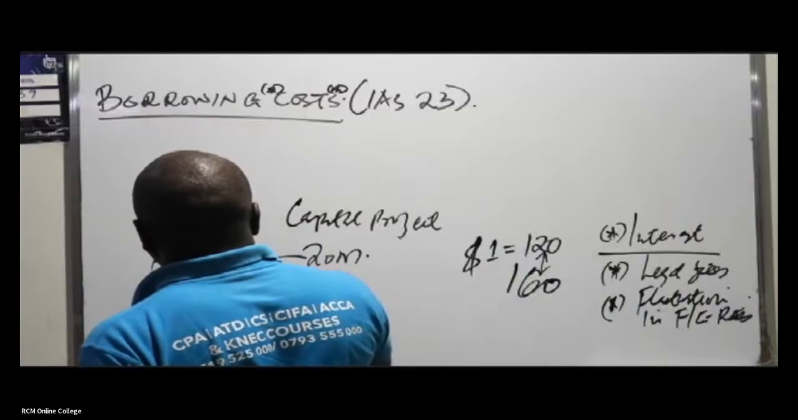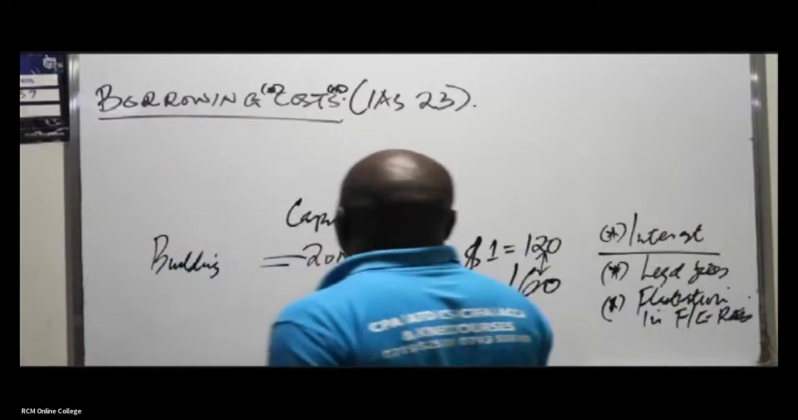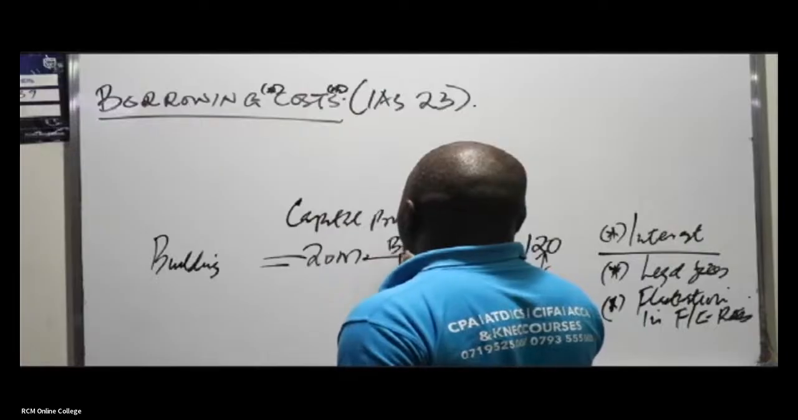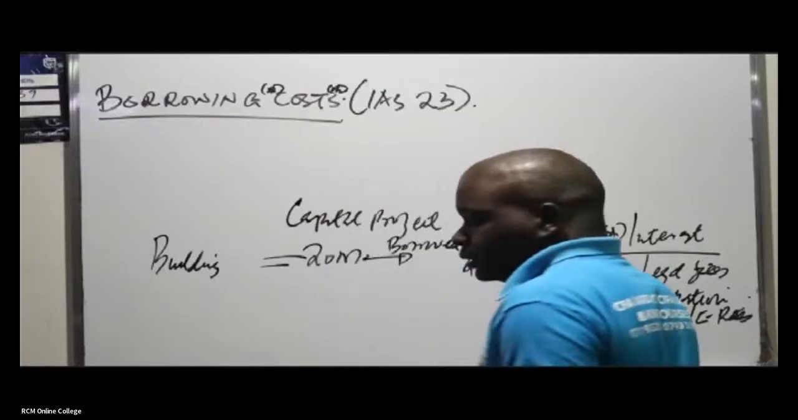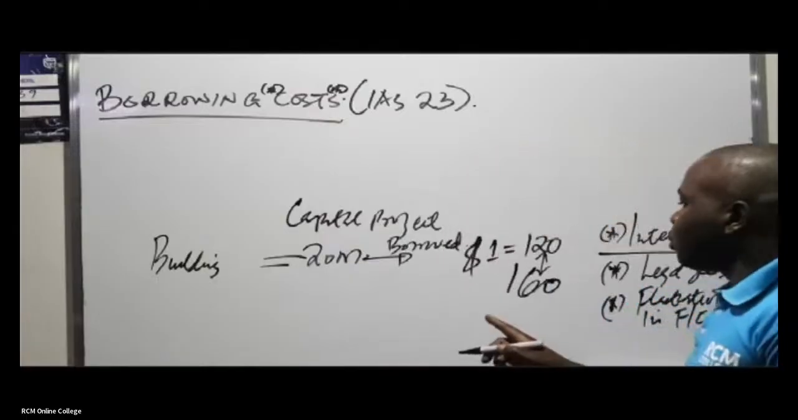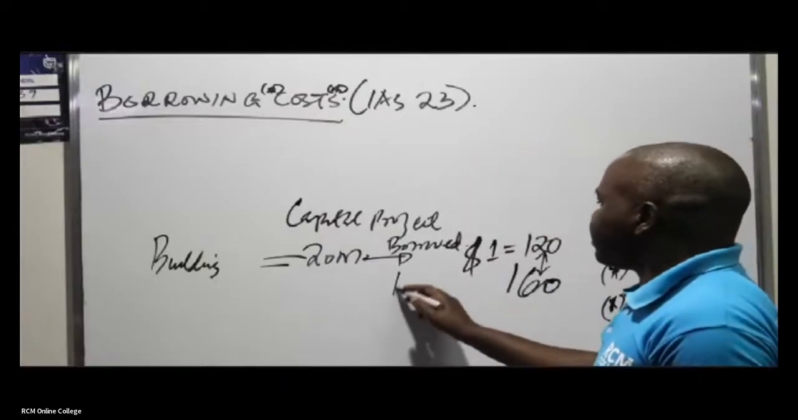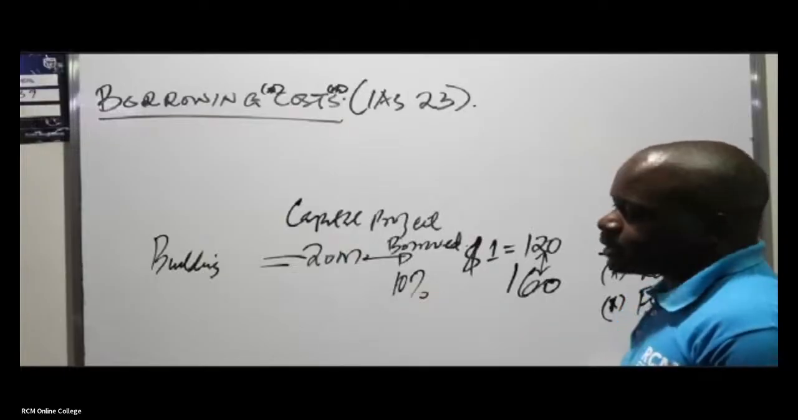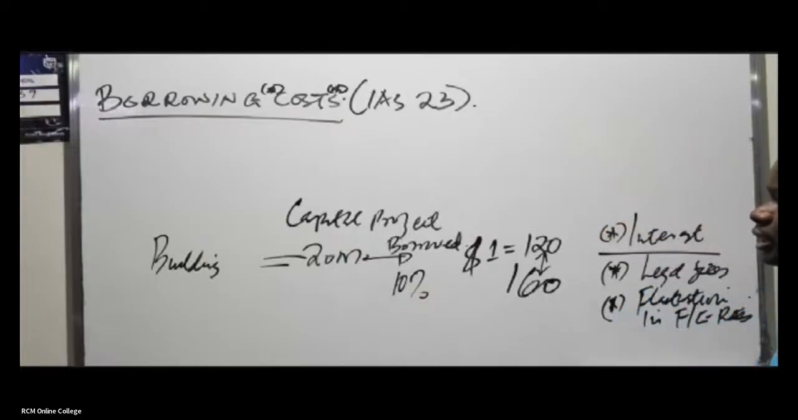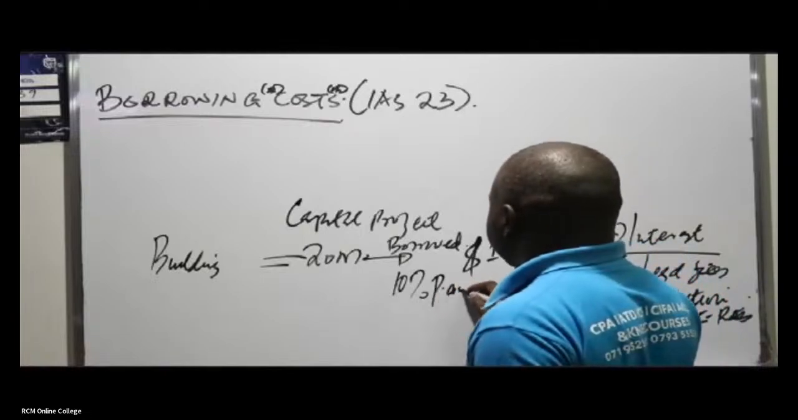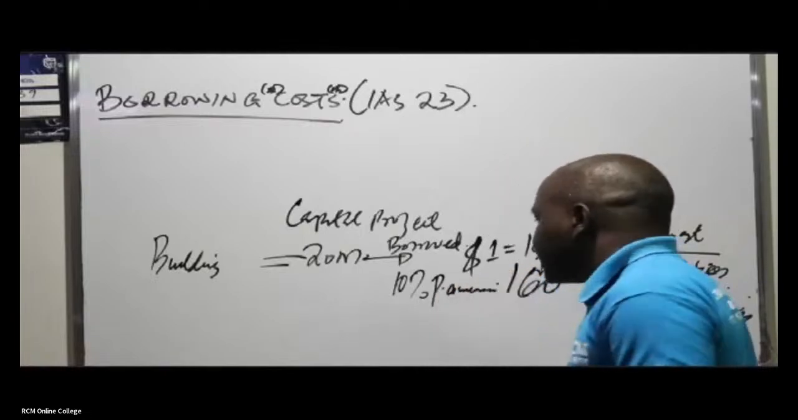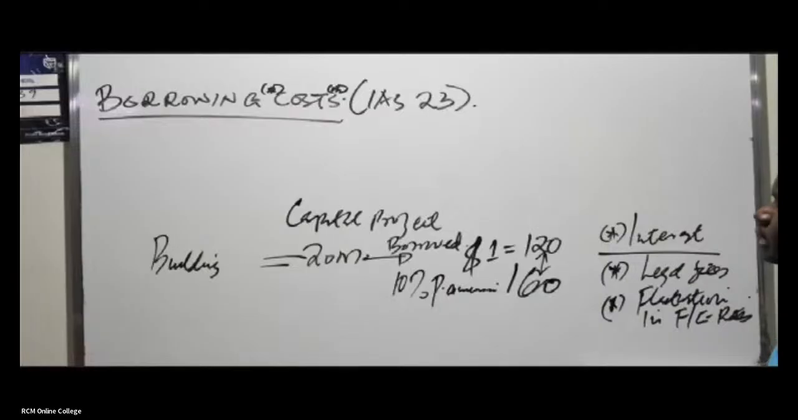So they want to construct a building, and this building requires an amount of 20 million. This amount has been borrowed, but it will be repaid with an interest of 10% per annum.